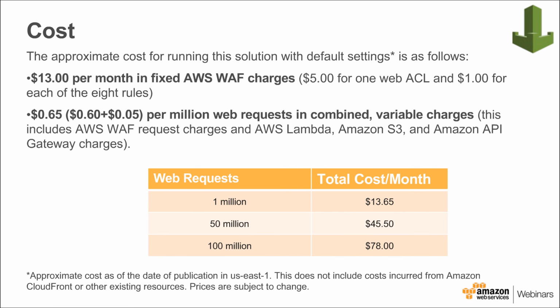AWS WAF follows the pay-for-what-you-use model, which means you can get the protections you saw today starting at around $13 per month. AWS WAF's low-cost entry point means you can deploy protections to websites you couldn't afford to before. And what's even better, AWS WAF lets you reuse your web ACLs and your rules across many websites for no additional monthly fee. You just pay for the additional request volume.